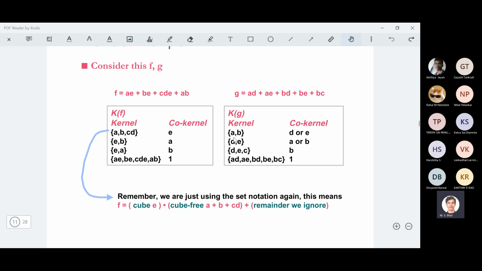Similarly, for G, you have the kernel a + b when we divide the function G by d or e. We get the kernel d + e when we divide the function G by a or b. So these are all kernels and the corresponding co-kernels for G, and similarly the kernels and co-kernels for F.